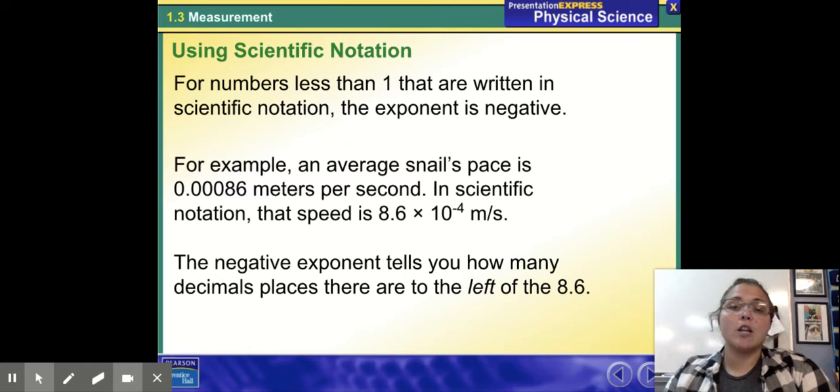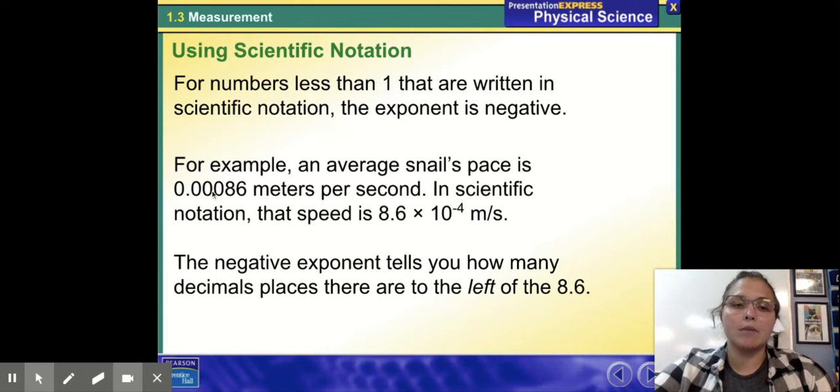For numbers that are less than 1, like small decimals that are written in scientific notation, the exponent becomes negative. For example, an average snail's pace is 0.00086 meters per second. In scientific notation, that would be 8.6 times 10 to the negative 4. The negative exponent tells you how many decimal places there are to the left of the 8.6.